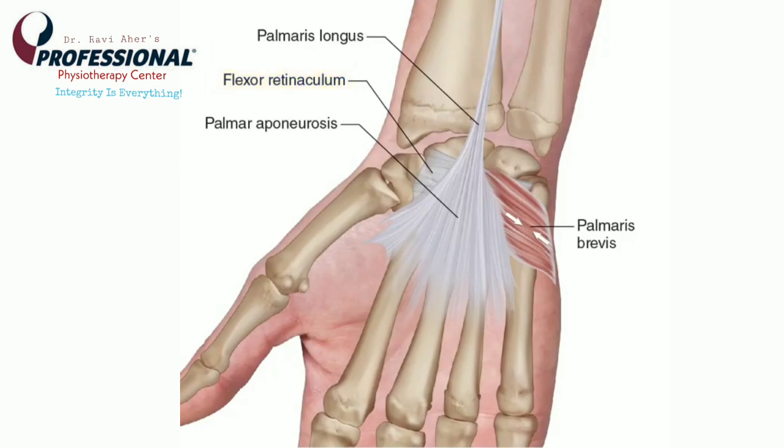The palmaris brevis attaches from the flexor retinaculum and the palmar aponeurosis, and then it runs in the ulnar medial direction to attach into the dermis of the skin on the ulnar side of the hand.